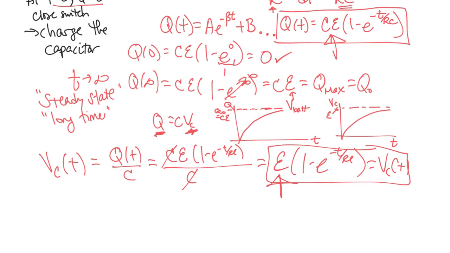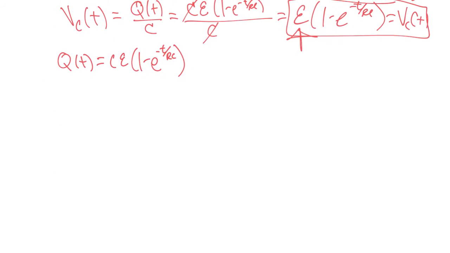Oh, sorry, we had Q of t. So I'll write this again. Q of t is CE. And again, when I say E, I'm talking about the EMF. If you want to write V battery, that's totally fine. So if we have that function, let me just move that stuff up here. What is I of t? What is that current that's going through the circuit? Well, that's dQ/dt, isn't it?